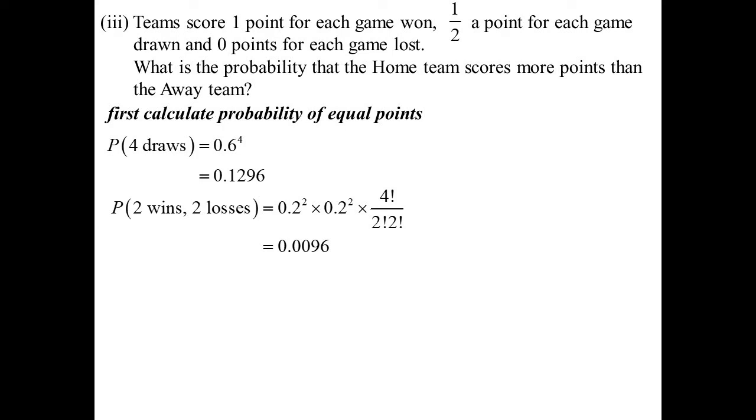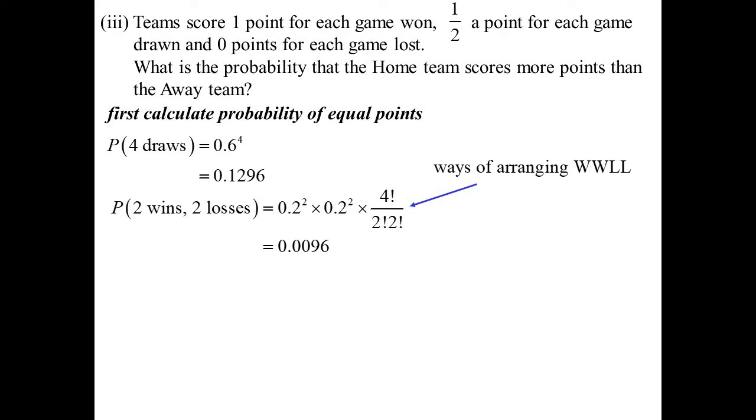But how many arrangements now can get that? So you could have win, win, loss, loss. You could have loss, win, loss, win. So in other words, how many ways could we arrange 2 L's and 2 W's? So 4 factorial on 2 factorial, 2 factorial. So it ends up being 0.0096.